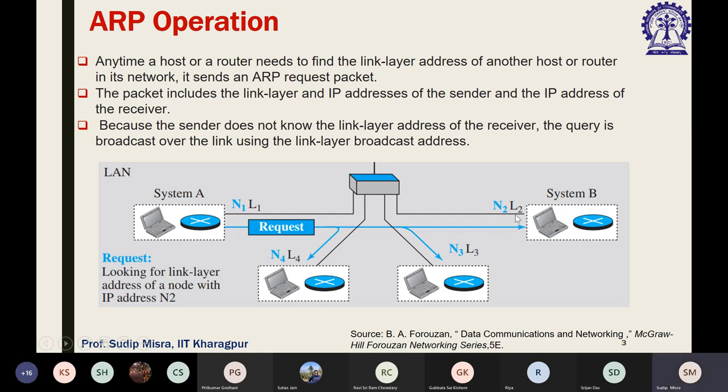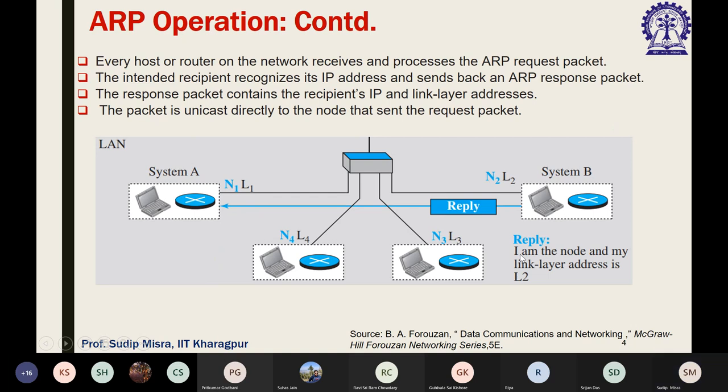Only N2 knows that this ARP request message is meant for it, right? So what is it going to do? It is going to send a response back. Now, how is this response going to be sent back? The ARP reply is going to be unicast to the source, because it knows which node has requested it. It knows that the host with address N1 has requested it. So it is going to send a unicast reply.